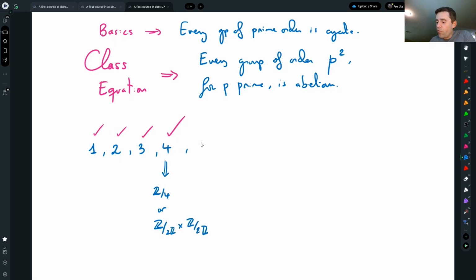Then we have groups of order 5. That's prime. Done. Groups of order 6. What about groups of order 6? For groups of order 6, we now already have a choice. There are two different groups, and one can show that it can be Z modulo 6 by the classification of abelian groups. Every group of order 6 that is abelian is Z modulo 6, or it can be S3.